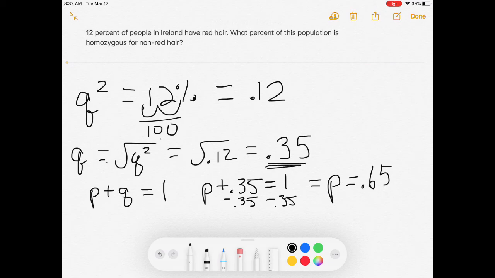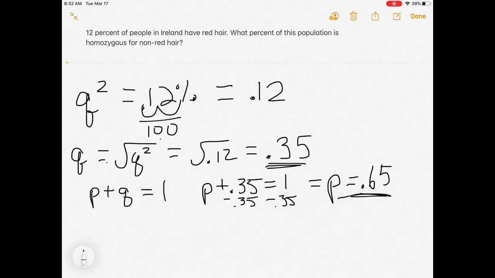Well, now I have q and I have p, so I have everything I need to solve the rest of the problem. Now this problem is specifically asking me to calculate the frequency or the percentage of the population that is homozygous for non-red hair. So is it asking me for 2pq or is it asking me for p squared? If you guessed that it's asking me for p squared, you're correct. So all we have to do now that we have p is just square it.